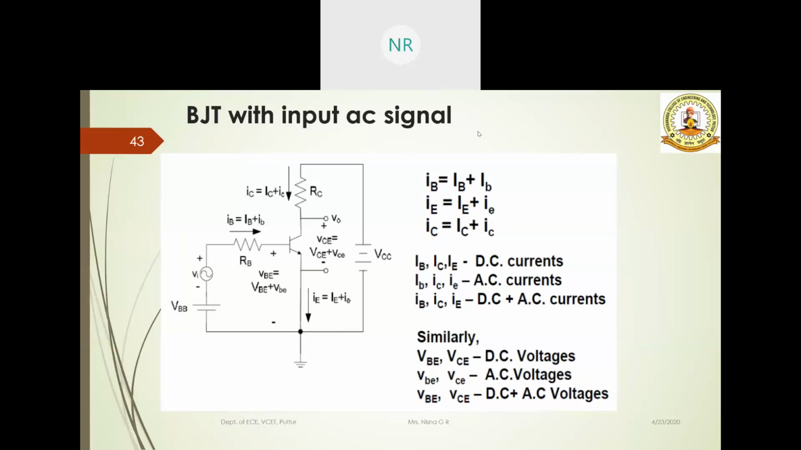So today we are going to discuss BJT, small signal modeling of BJT. So we have seen the biasing and what is the need of biasing, what are the biasing problems, all these things we have seen in the previous classes. So yesterday onwards, we started with the small signal modeling.